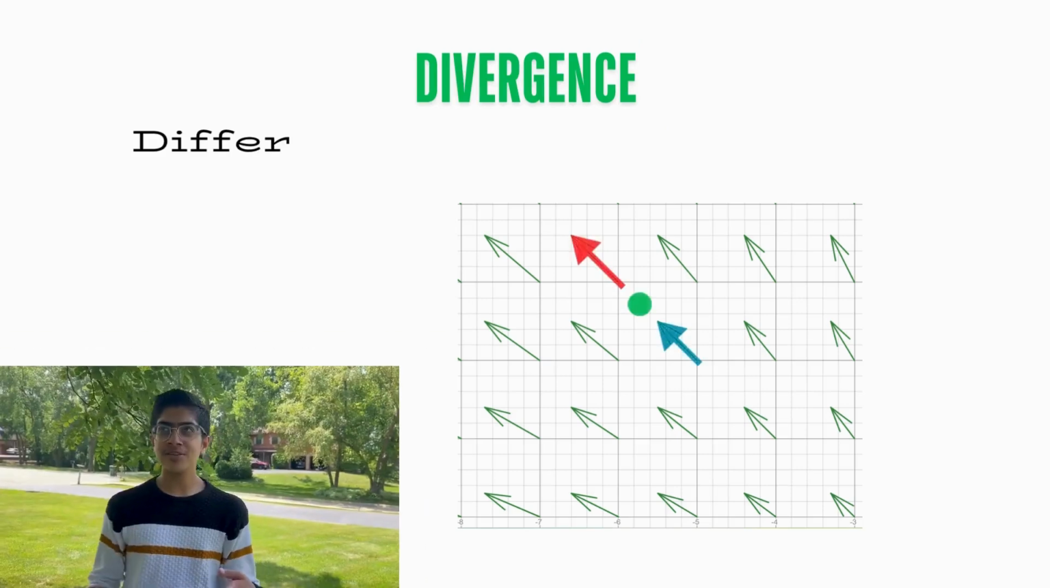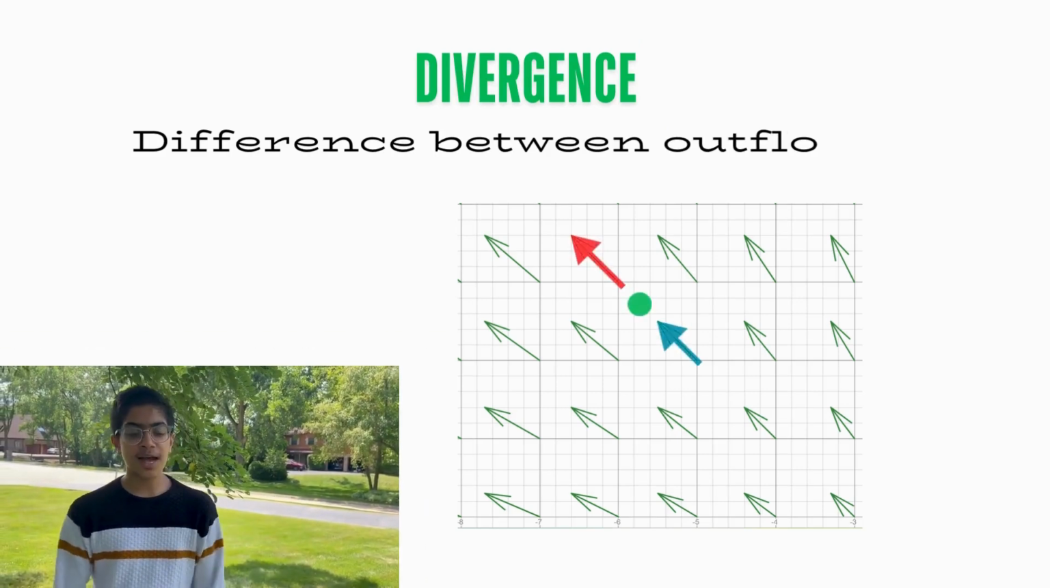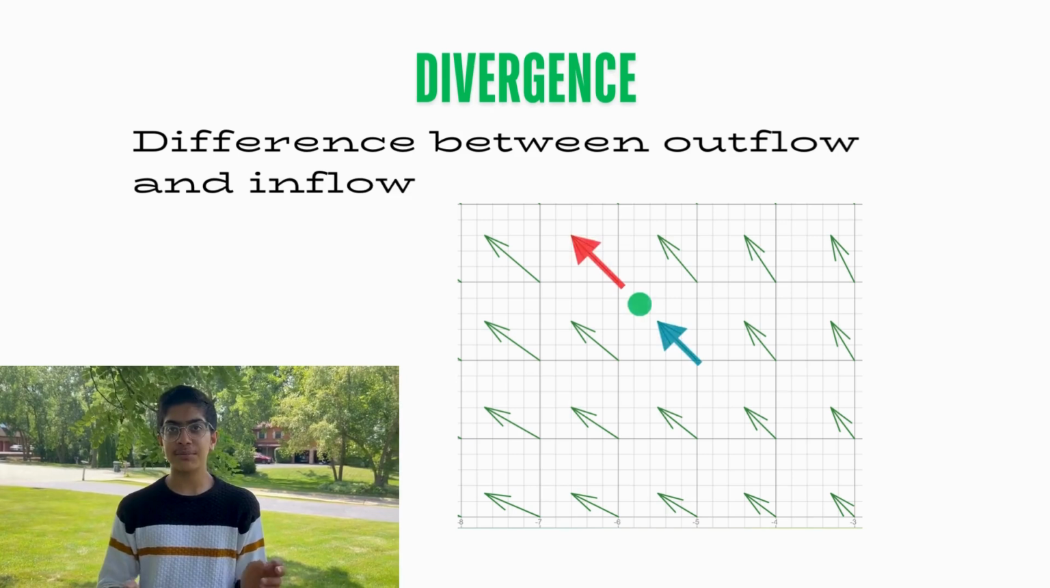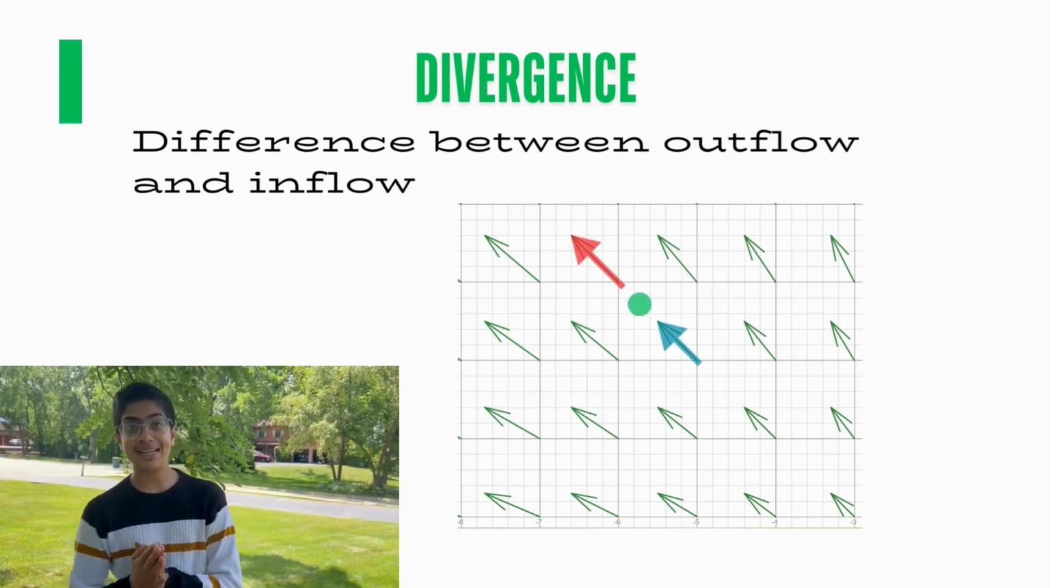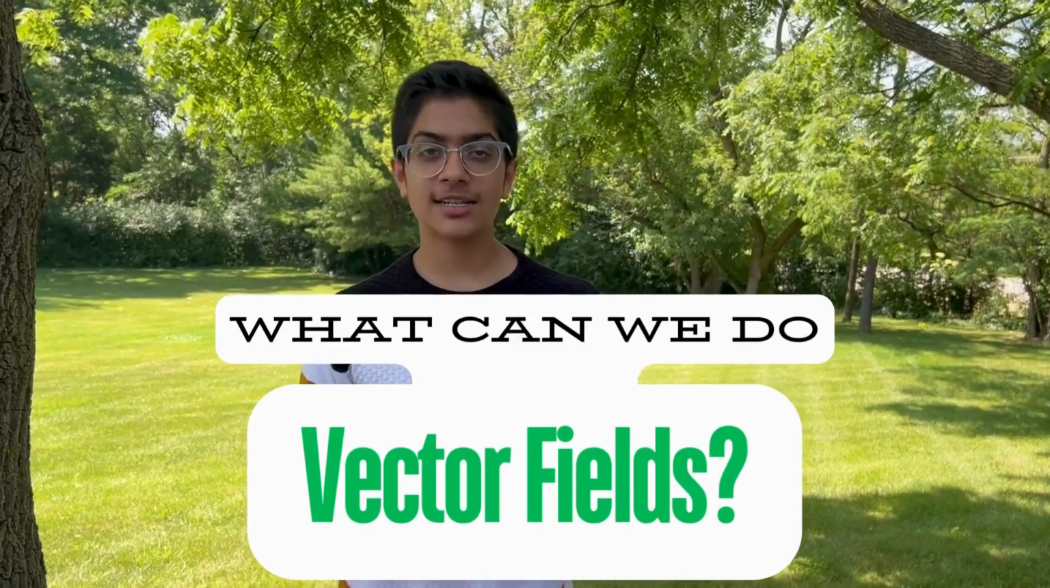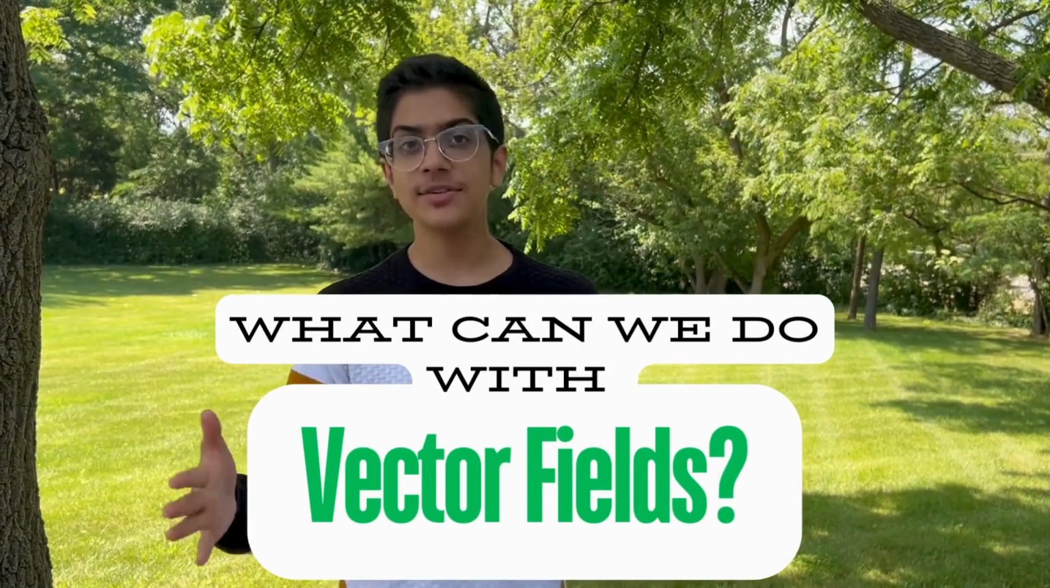Okay, and then what about this whole flow stuff? So at a point, the net flow is defined by the divergence, which is the difference between the outflow and the inflow. Now that we have a basic understanding of divergence in vector fields intuitively, let's take a look at some real-world examples.